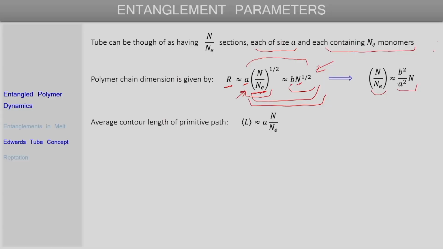Now, average contour length of the primitive path. So, we have a primitive path defined. So, the contour length of this primitive path that we can represent simply as a times N over Ne.